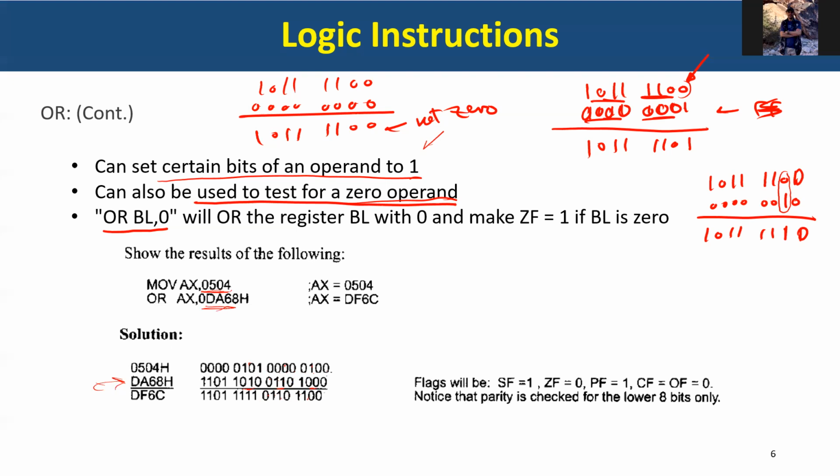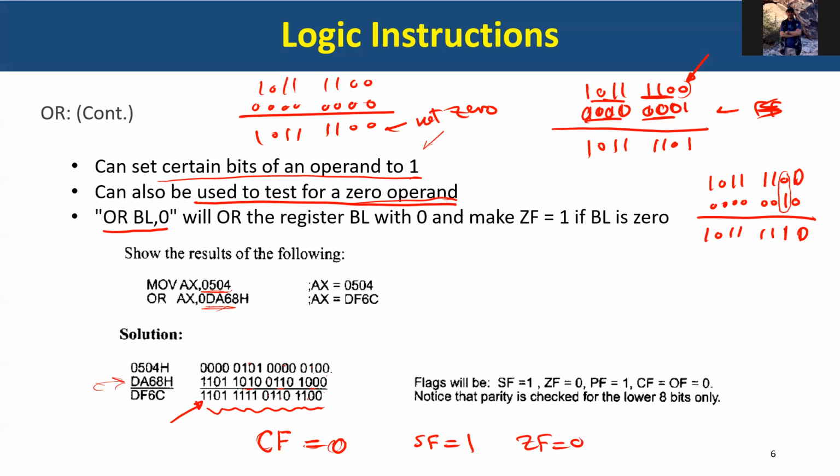Again, without looking at the output, the carry flag should be 0 all the time. Since it's a logical operation, the carry flag will be 0. For the sign flag, we look at the last bit. The sign flag will be 1 here. For the zero flag, we look at the operation overall. The operation overall gives you a non-zero value, so the zero flag will be 0. That's not a 0.